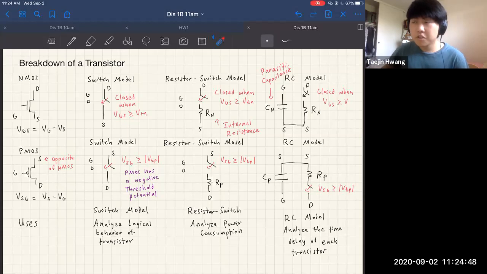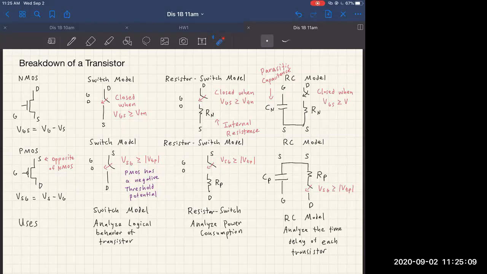For the purposes of discussion today, we'll most likely be talking about just the switch model and the resistor switch model. We'll just be talking about logical behavior and power consumption. Starting Monday and Tuesday's lecture, you'll be looking at the RC model much more in depth. And I think RC will be the go-to starting next week.